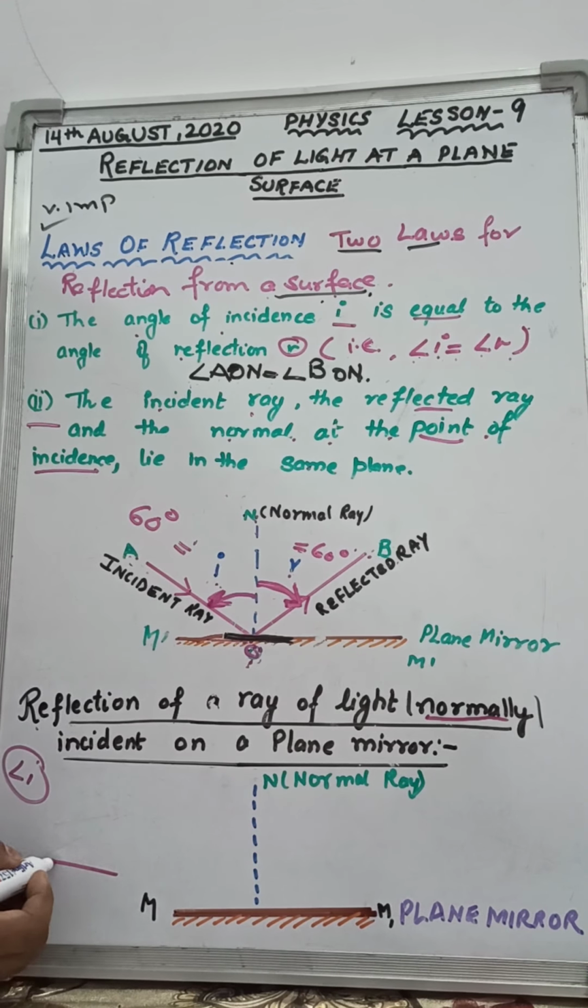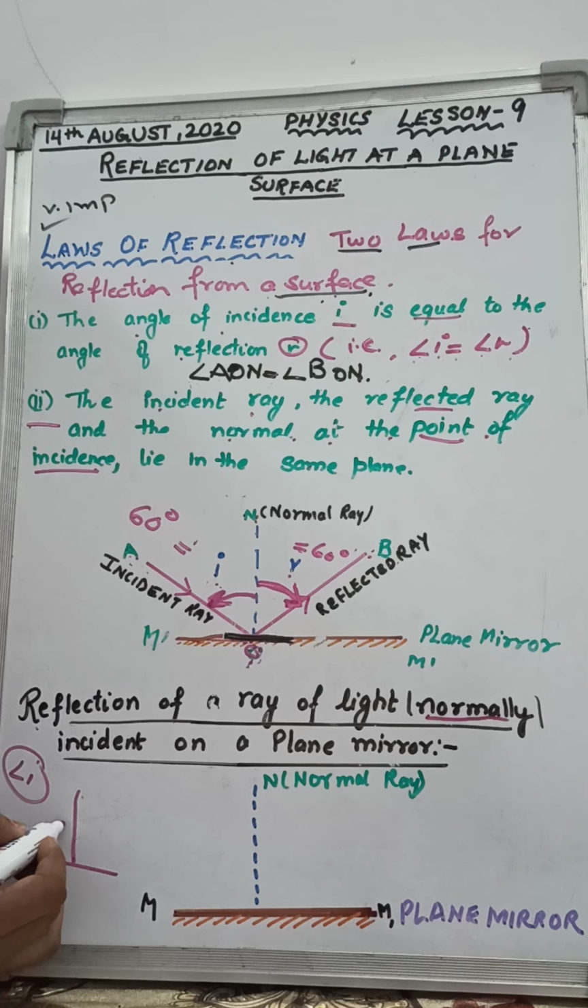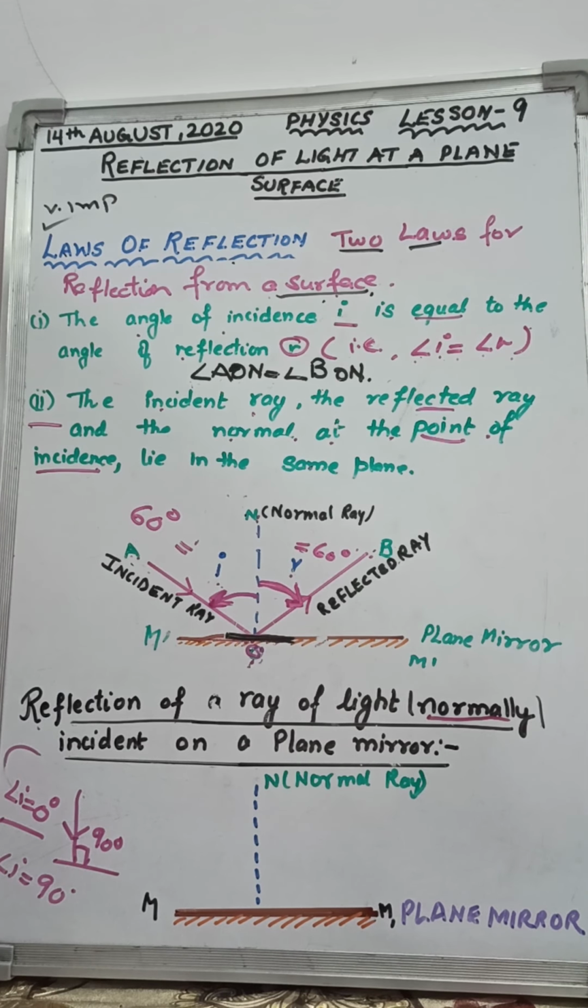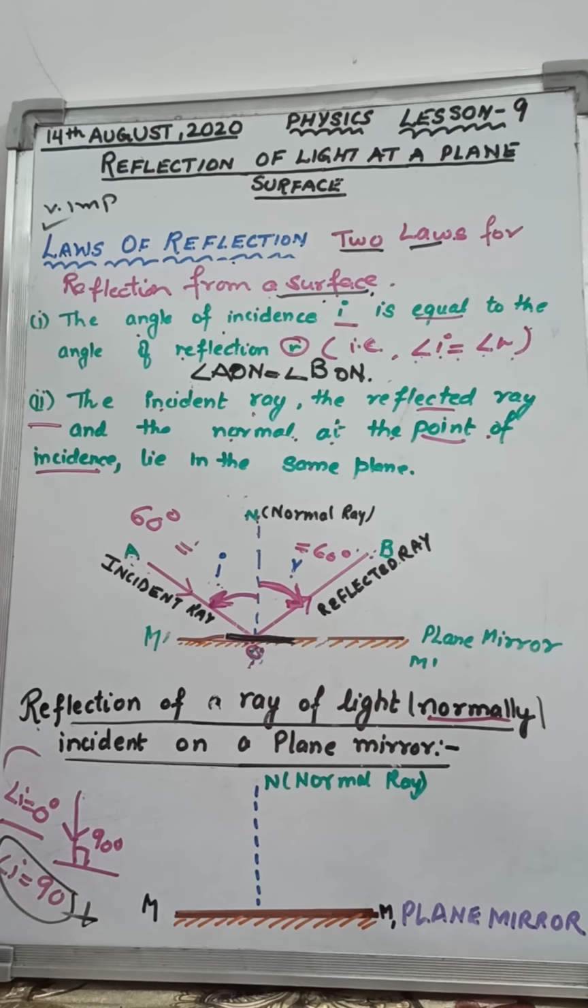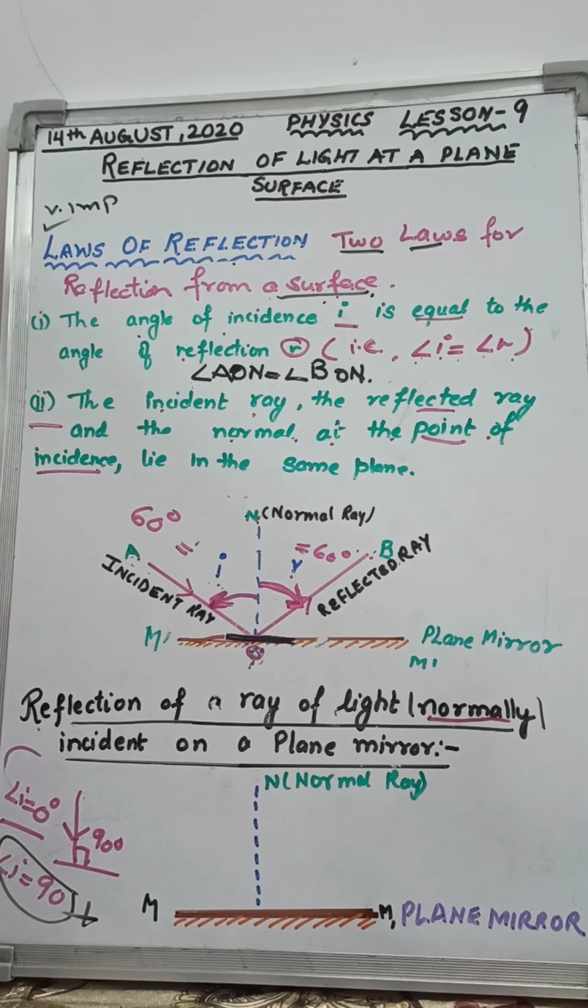So when the ray is falling normally, that means the incident ray is perpendicular to the surface. So what is angle of incidence? Angle of incidence will be 0 degrees, not 90 degrees. This is wrong. Most students make this kind of mistake. When it is written a ray of light falls normally, meaning perpendicularly, perpendicularly means at an angle of 90 degrees to the surface. Angle of incidence will be 0, but angle of incidence will not be 90 degrees.